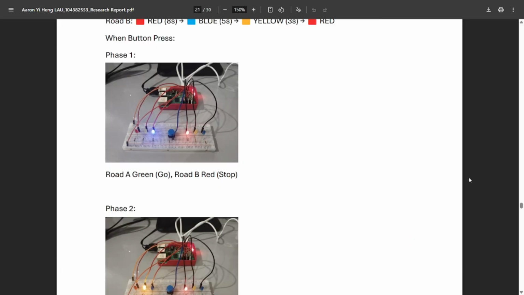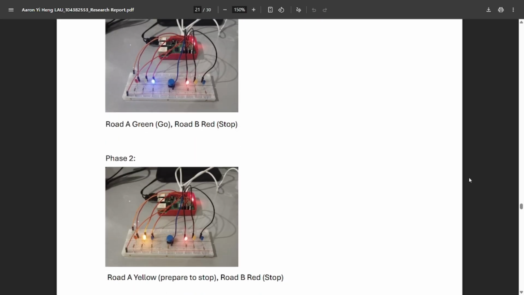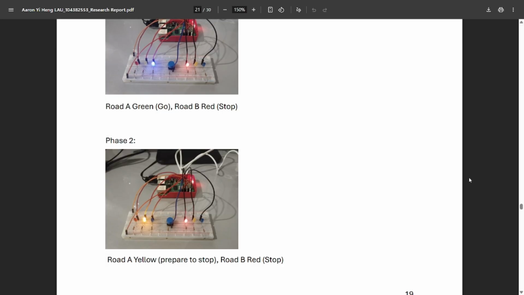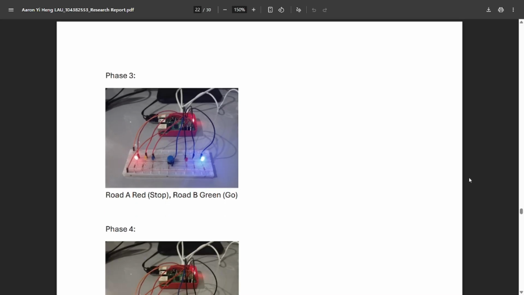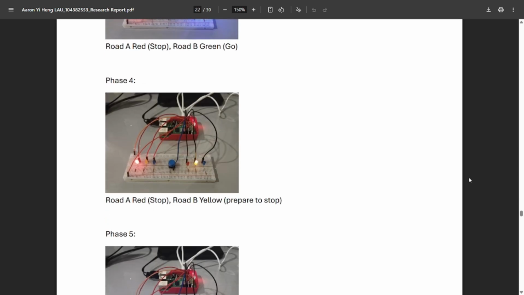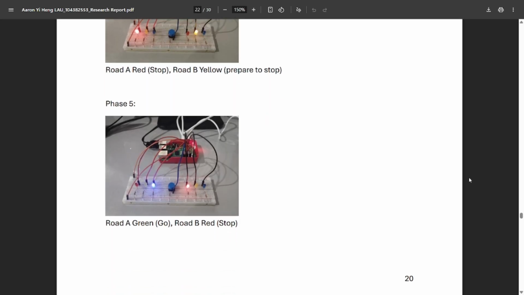Before the demo video for the challenge, I will give a brief description. On my left-hand side is road A showing blue, and on the right-hand side is road B showing red in the first phase. For the second phase, road A turns yellow and road B is still red for the first 3 seconds. Then in the third phase, road A changes to red and road B turns blue to go. In phase 4, road B changes to orange, getting ready to stop for 3 seconds. In the last phase, it turns back to road A go and road B stop. Now let's watch the demo video.